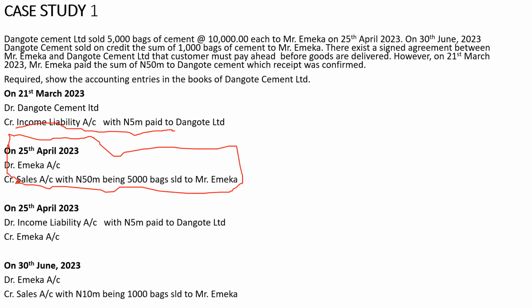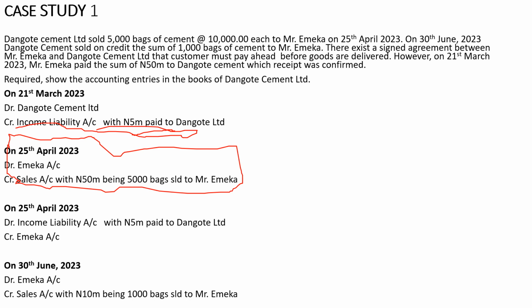You can't match it, right? You can't match that money in your account to any sale. You can't match it to anything, because you did not dispose of any asset. You did not sell anything. So ideally, what the standard says is that you recognize that 50 million as an income liability, and that's why it's recognized here as an income liability. So you debit Dangote Cement Limited and credit the income liability account with 5 million naira paid to Dangote Limited.